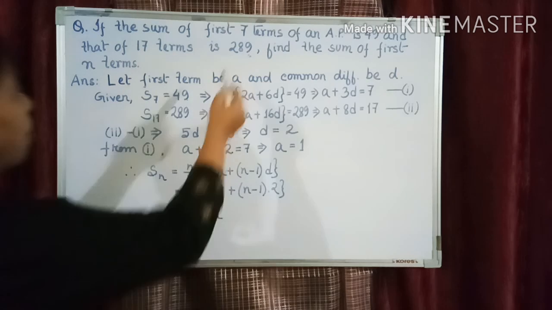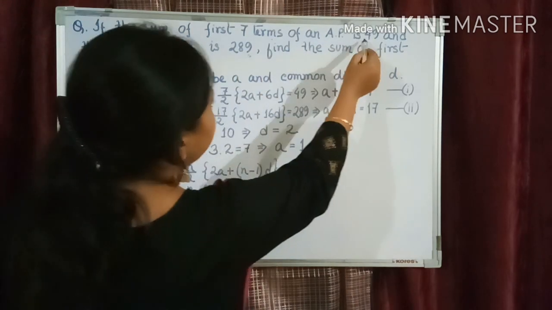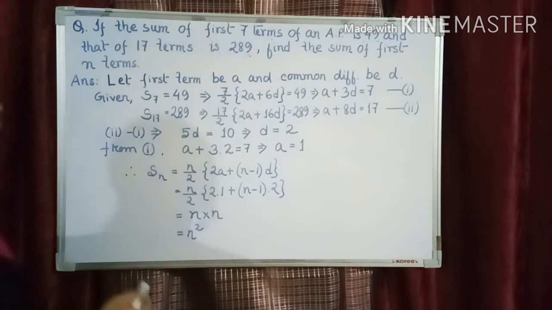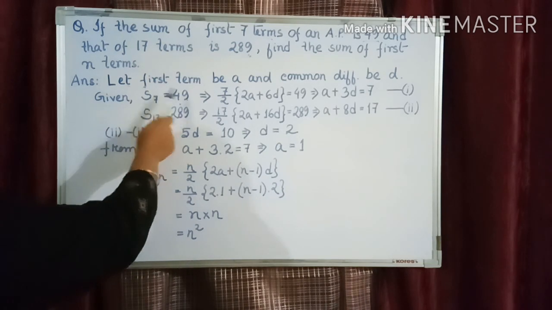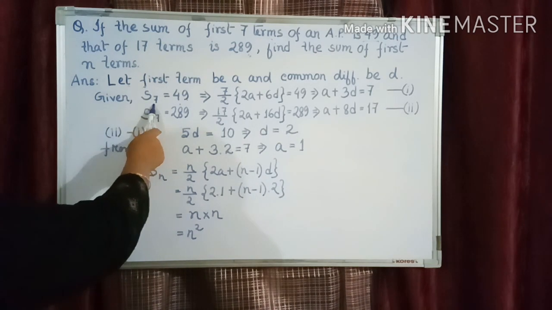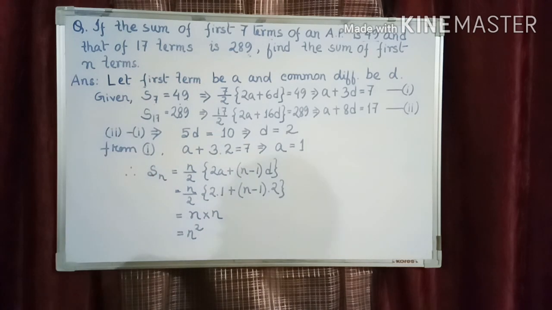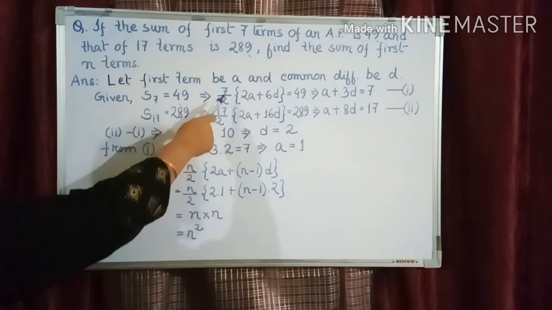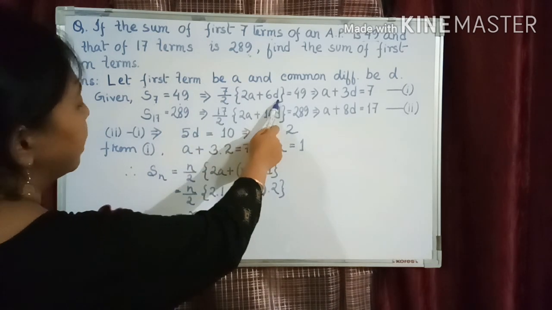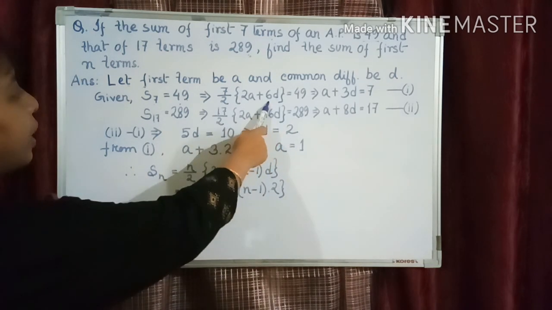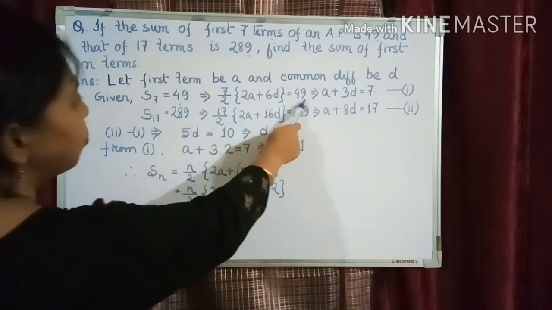Here the sum of the first 7 terms is given as 49. So we can put S7 equal to 49, and if we apply the formula for the sum of the first n terms, then we will get 7 by 2 in bracket 2A plus (7 minus 1)D. Here 7 minus 1 D, I am writing directly 6D, equal to 49.